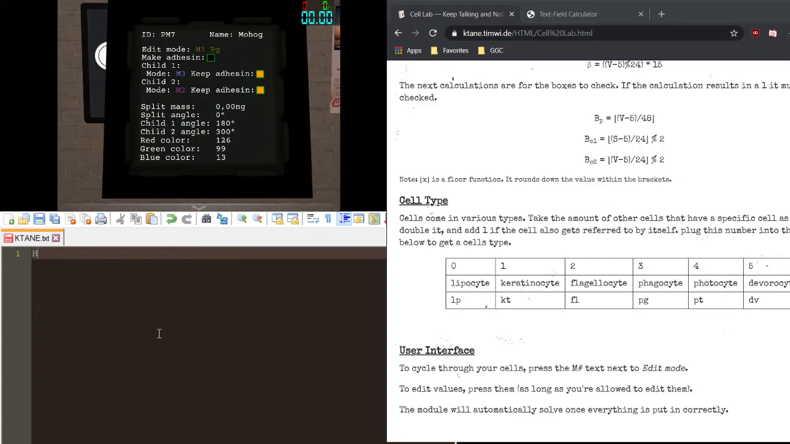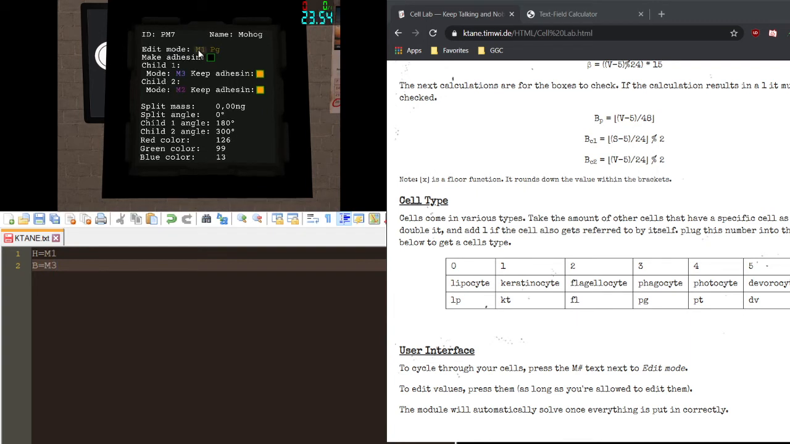For this, I'm only going to focus on the cells that need hue and brightness. I'm going to ignore the one that needs saturation. So how do we determine the one that needs hue? You find the cell that's missing split mass and split angle, which just so happens to be this one. How do we find the one that needs brightness? You take the cell that's missing child 2 angle, which is this one.